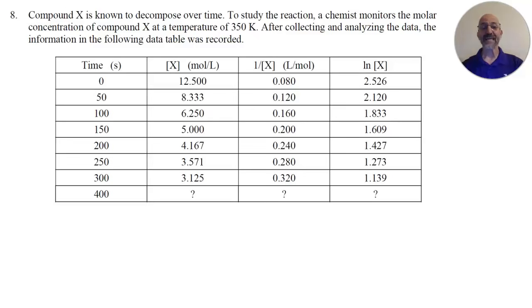Now in question 8, we are not looking for half-life like we were in question 7. What we're looking for in question 8 is a linear relationship. It starts off by saying that compound X is known to decompose over time. To study the reaction, a chemist monitors the molar concentration of compound X at a temperature of 350 kelvins, and after collecting and analyzing the data, the information in the following data table was recorded.